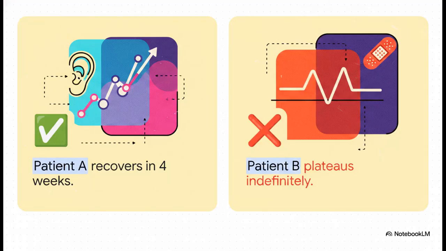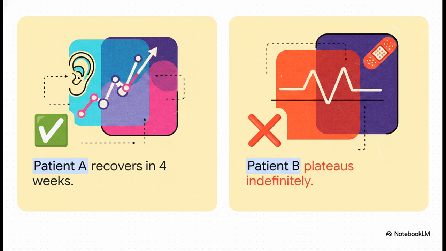Picture this, a scenario you've probably seen 100 times. Two patients, patient A and patient B, walk into your clinic. Both have the exact same dizziness diagnosis, right? And both get the identical generic vestibular rehab therapy. But look at the completely different outcomes. Patient A recovers beautifully in just 4 weeks, while patient B, well, they just plateau indefinitely. So why the massive difference?